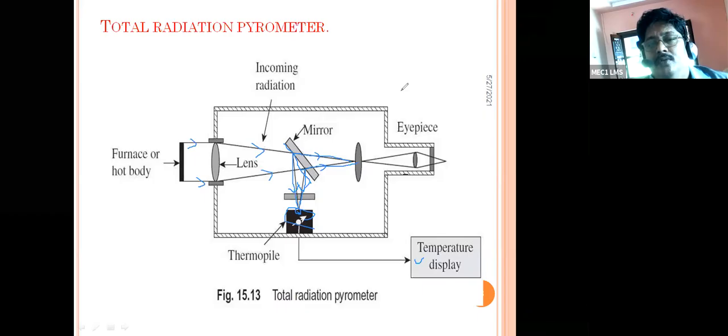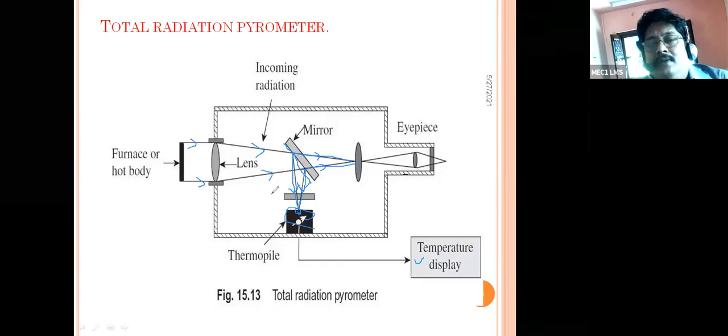Number 20, Manikanta, is he there or not? Number 38, lateral entry. Number 38, lateral entry asked to explain the pyrometer working once again. Did he leave after asking, or is he there? Okay.